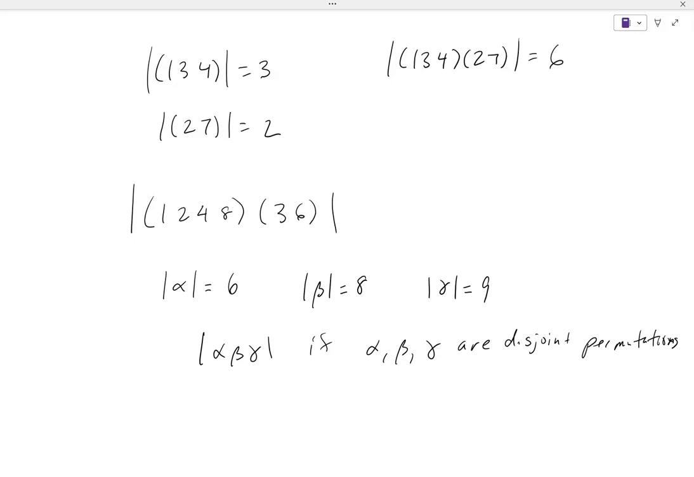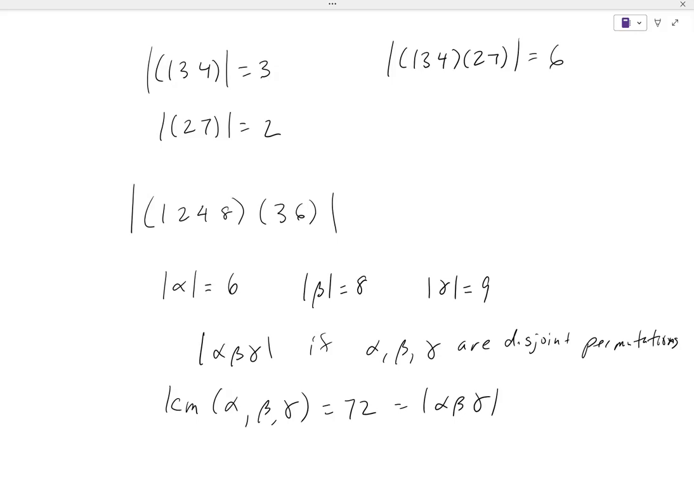Yeah, 72 is the least common multiple, right? It wasn't a great example because I just needed to look at the 8 and the 9, and then 72 would work for the 6, right? So the least common multiple of alpha, beta, gamma is 72. So be your order of alpha, beta, gamma. Again, these have to be disjoint in order to be able to do that.